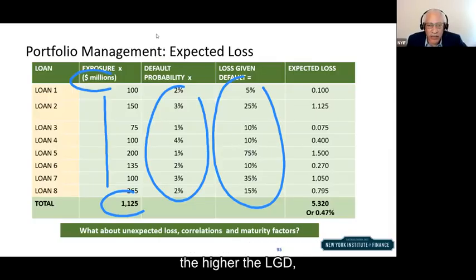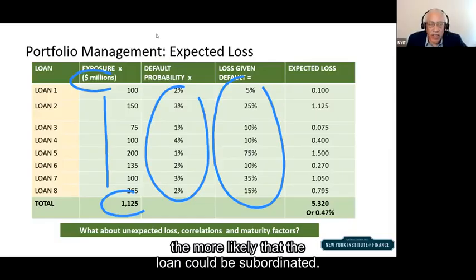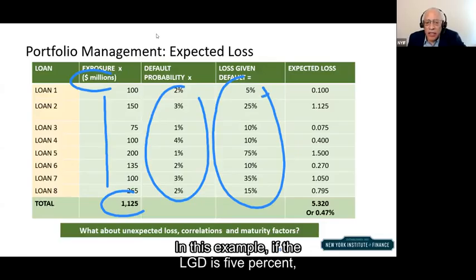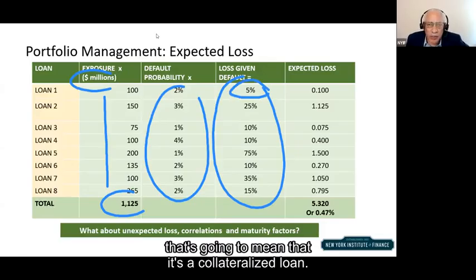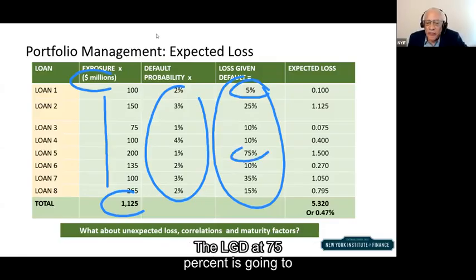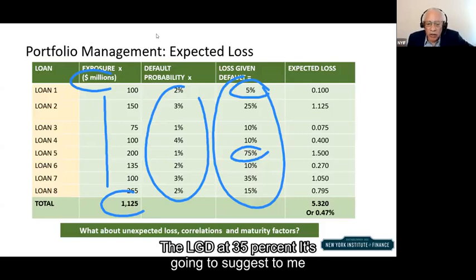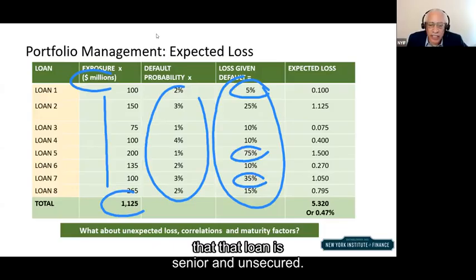The higher the LGD, the more likely that the loan could be subordinated. So in this example, if the LGD is 5%, that's going to mean that it's a collateralized loan. The LGD at 75% is going to suggest that the loan is subordinated. The LGD at 35% is going to suggest to me that the loan is senior and unsecured.